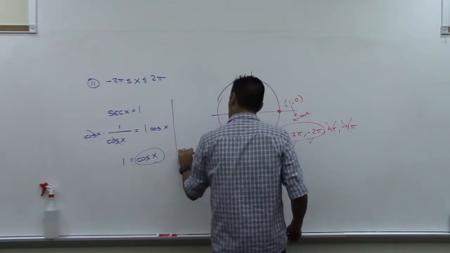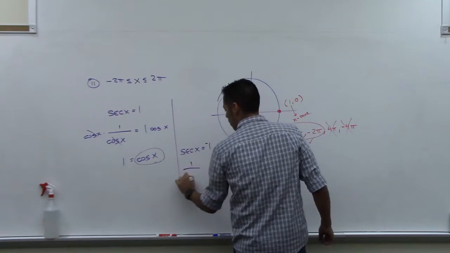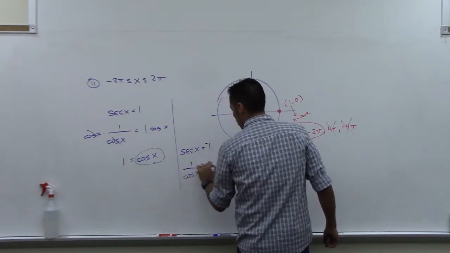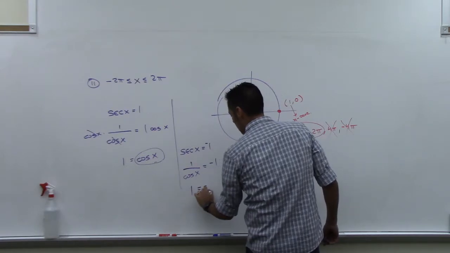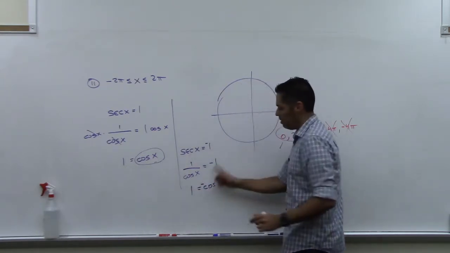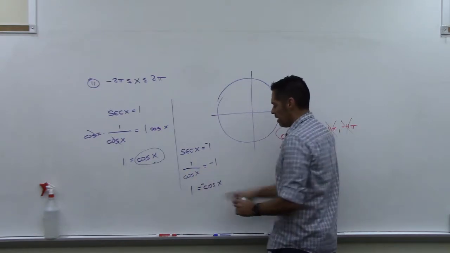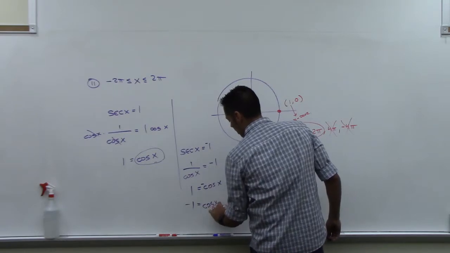When is secant x negative 1? We want to know when 1 over cosine x is negative 1. Then we can do our multiplication on both sides again. We get negative cosine x on this side when we multiply both sides by cosine x, and then divide both sides by negative 1. You get cosine x is negative 1.